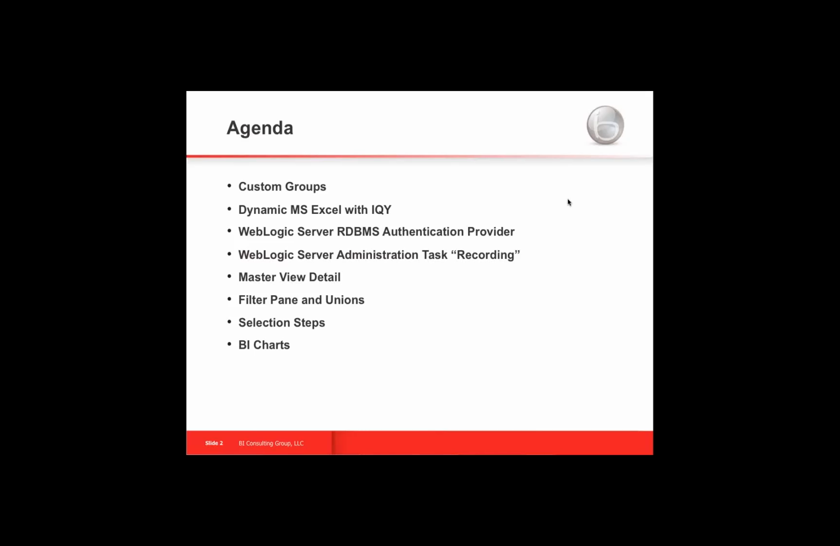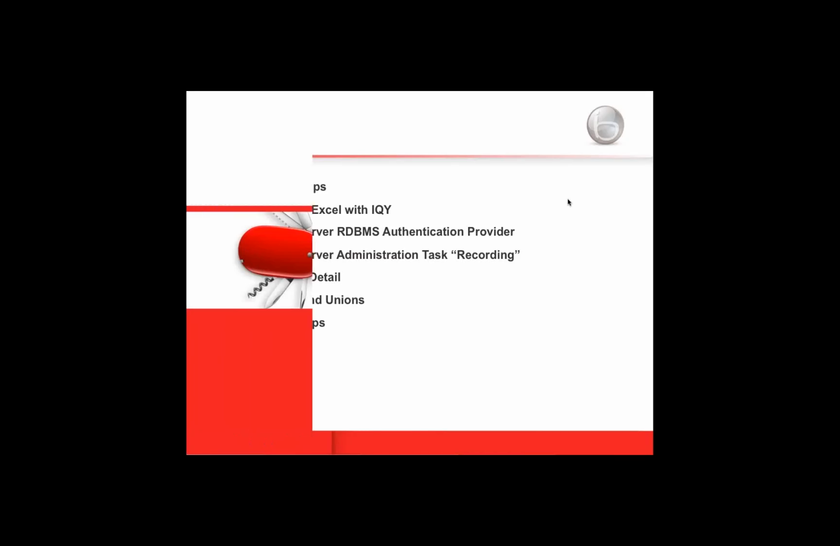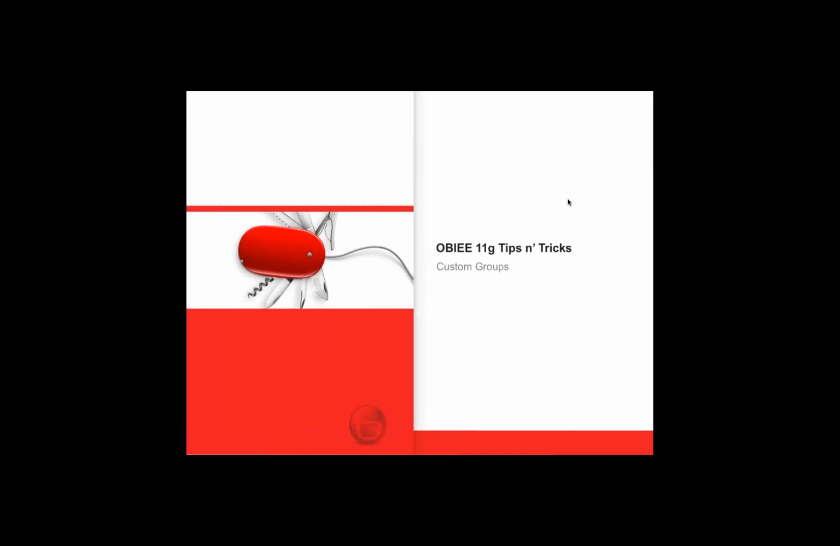So we're going to take a look at some of the WebLogic administration server authentication providers, specifically using a relational database. And we're also going to look at administration task flexibility using the recording function of WebLogic server. We're also going to dive into master view detail, which is new to OBIEE 11g, as well as filter pane unions, and then also selection steps and BI charts. So a lot of new, very innovative items coming through with OBIEE 11g, and we hope to explore those in today's session. So let's go ahead and get started with custom groups.